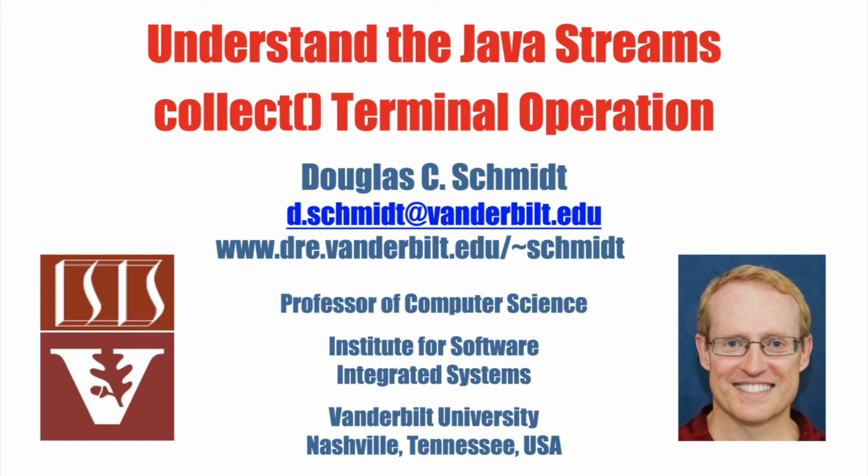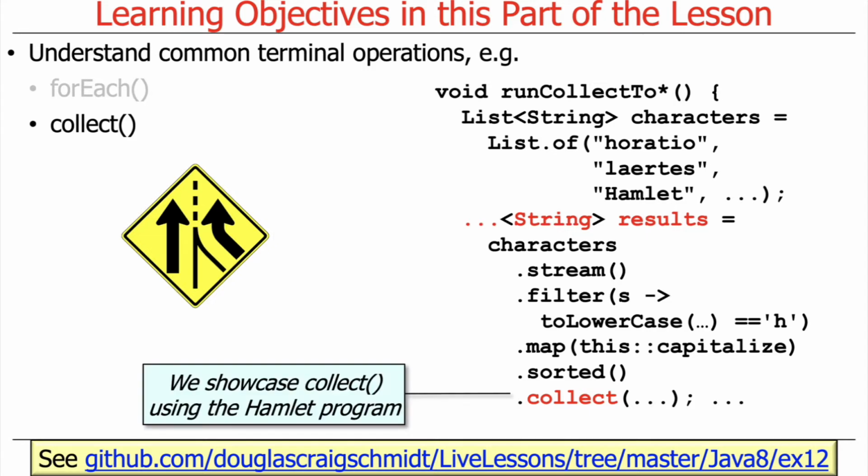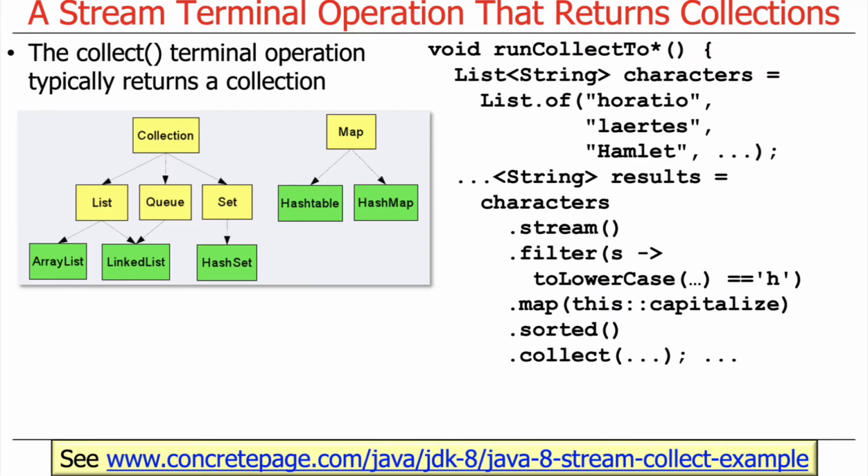Now that we've talked about forEach, let's turn our attention to collect, which is one of the most common and useful terminal operations that are available in Java streams. Once again, we'll be looking at some examples that appear in my EX12 folder in my GitHub repository. And once again, we'll showcase the Hamlet program here.